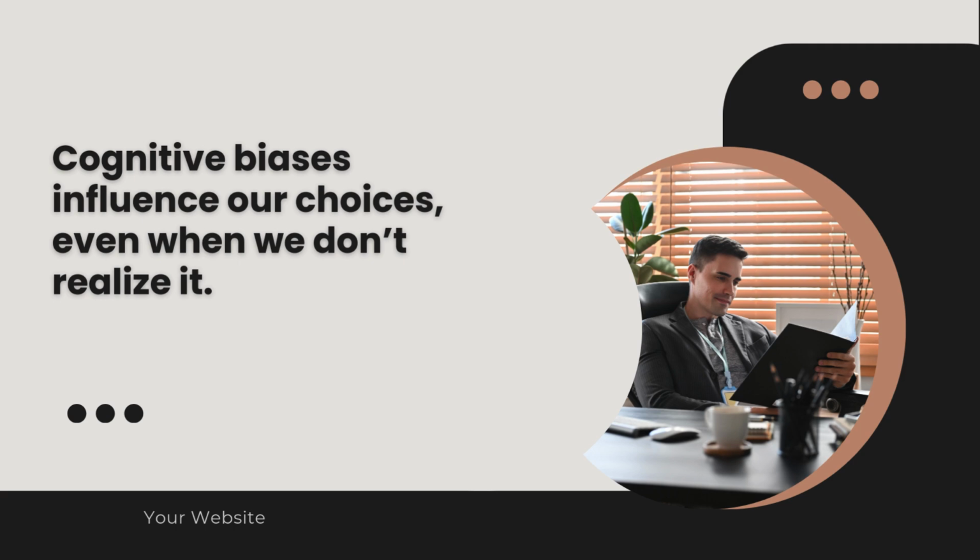Do you let cognitive biases influence your decision-making process? Most of us do. We have formed biased opinions based on our previous experiences, childhood traumas, and other factors. They guide our choices even if we don't realize it.